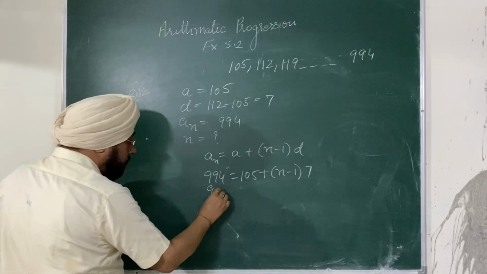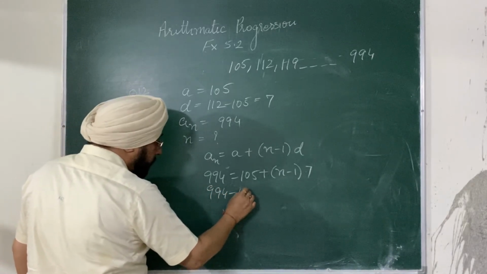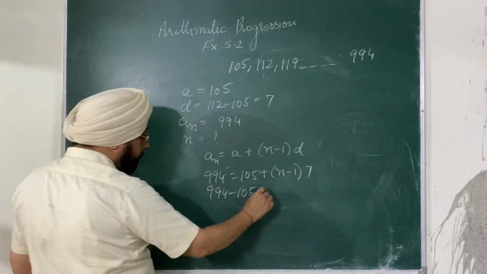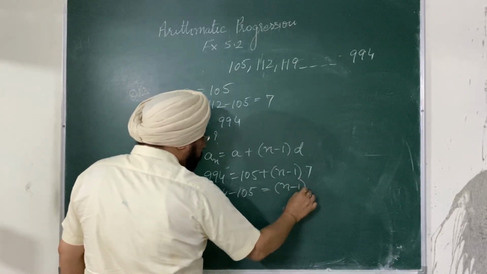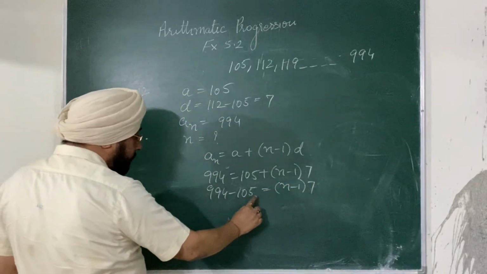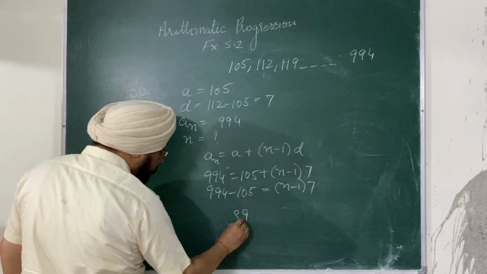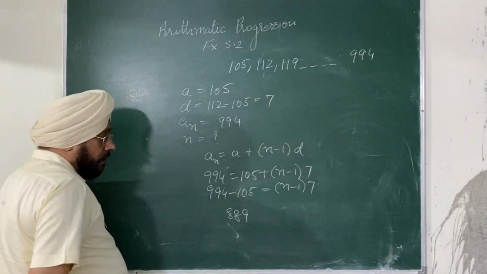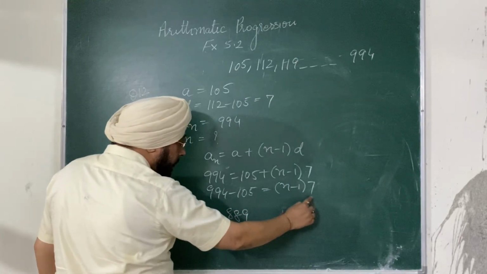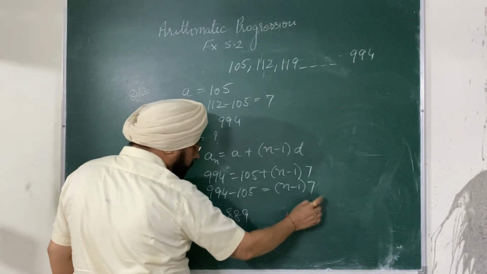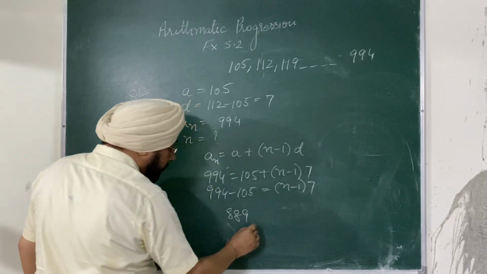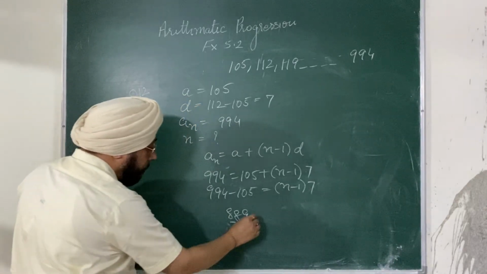So first of all, bring this 105 to the left hand side and subtract. When we subtract these two numbers, 14 minus 5, that is 9. So 8 and this is 8. Bring this 7 to this side. So we know that whatever term is multiplied on this side, it should be divided on the other side.